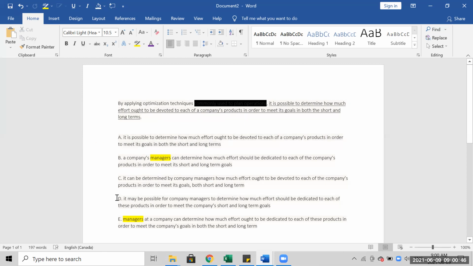I think it's between B and E because it's just so close to this. I think it's the managers who are applying. Managers can determine how much effort ought to be dedicated to each of the company's products, to each of these products, in order to meet the company's goal in both the short and long term.